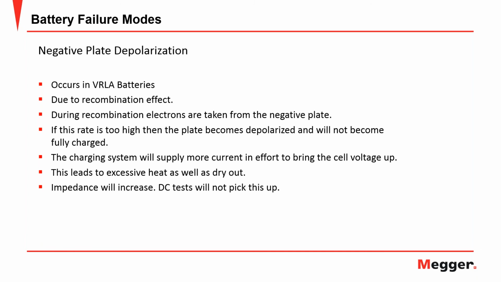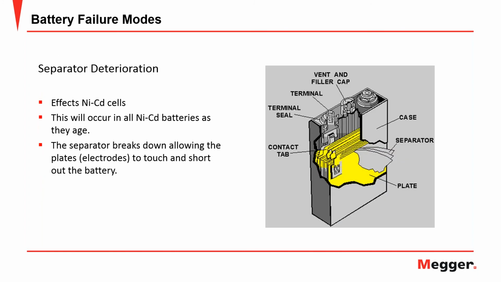Separator deterioration. This affects NiCad batteries. This is how a typical well-maintained NiCad battery will fail. The separator will eventually break down and the plates will short out. That's the typical failure mode in a NiCad battery.